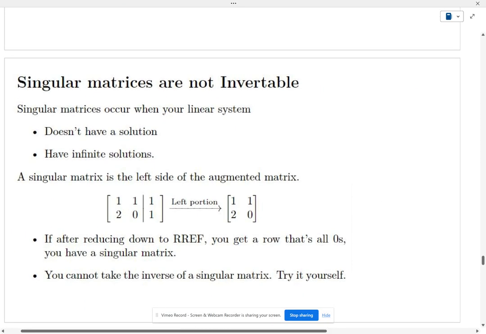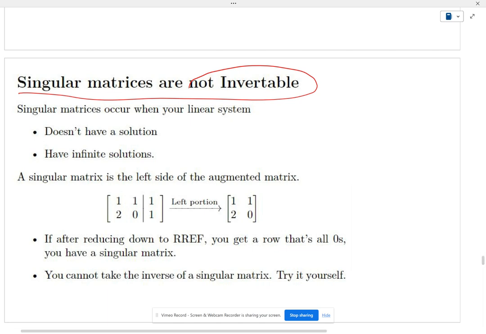Now, singular matrices are not invertible. There are some matrices you can't really invert. They either have no solution or infinite solutions. So the only way you can invert a matrix is when there's a unique solution. Okay? So when we talk about the singularity of a matrix, we're talking about just this portion. We're not talking about the label.